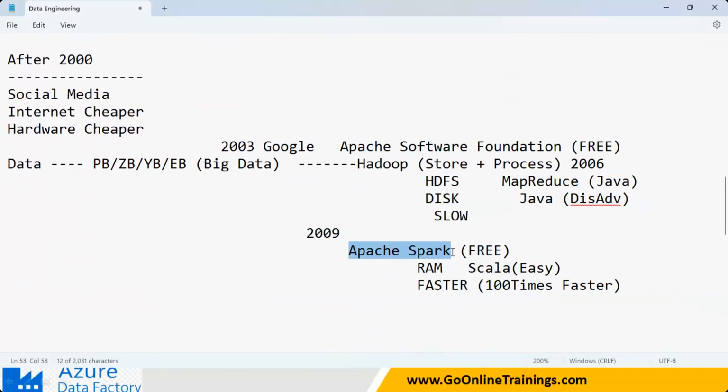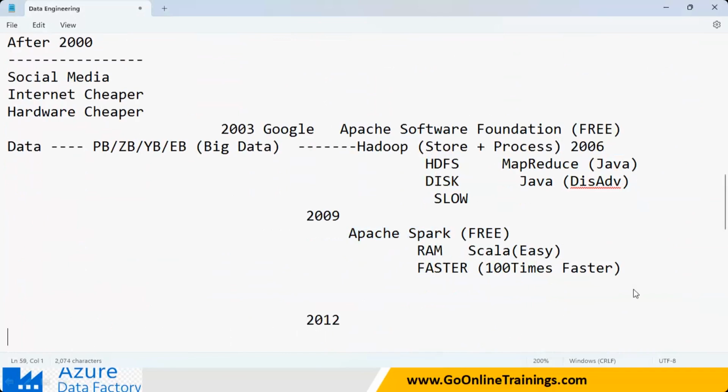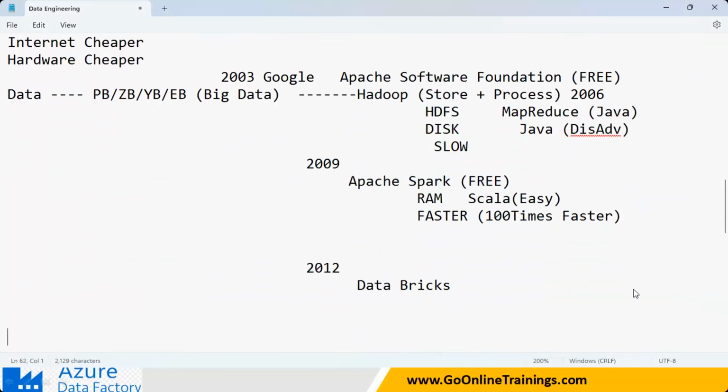So one more company came in 2012. That company introduced what is called Databricks. Clear? So what is the advantage of Databricks? Databricks will enable you to install Apache Spark software on the rental platforms. That is what it is going to be doing.